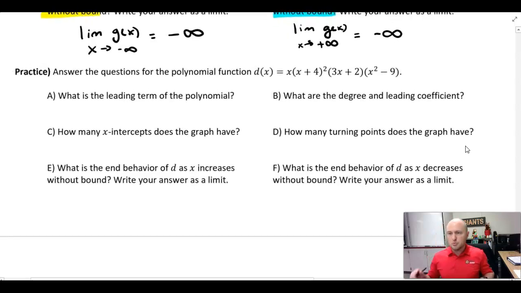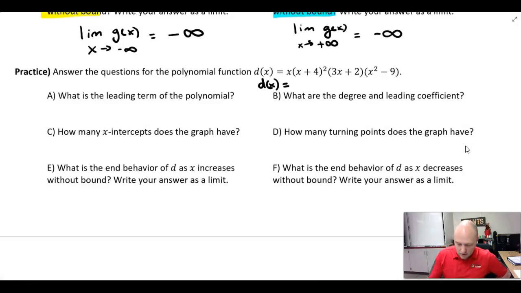Here is the last practice problem. I want you to please pause this and try this. I want you to pause first because I want you to determine what's the leading term of d of x. Please verify, because if you get this wrong and you try everything, it's going to throw it off. So d of x, ready, set, go. Okay, hopefully you paused it.